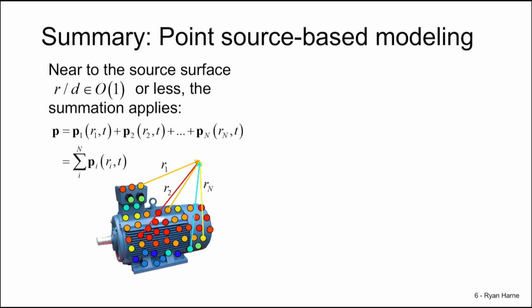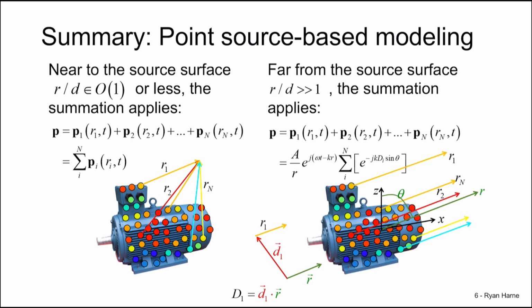So let's summarize. When we're near to the source, only a few wavelengths away, the general summation applies, and there's no simplification that can be undertaken. But when we're far from the source, we're able to simplify many of the phase and interference phenomena into a superposition of complex exponentials. We can generally apply either of these cases, whether we're close or far with respect to the source size and wavelength.